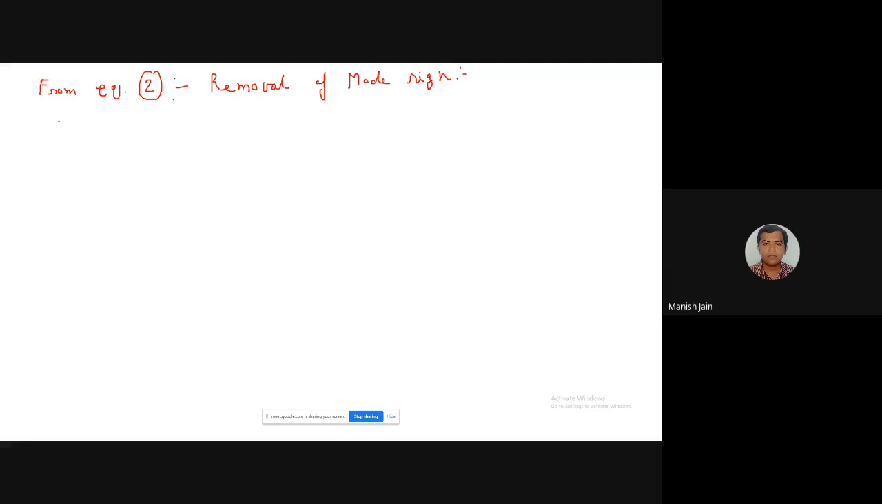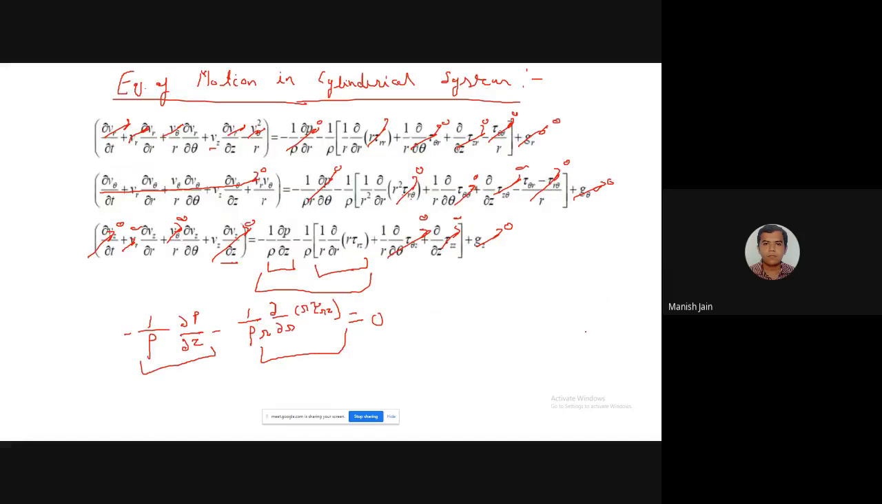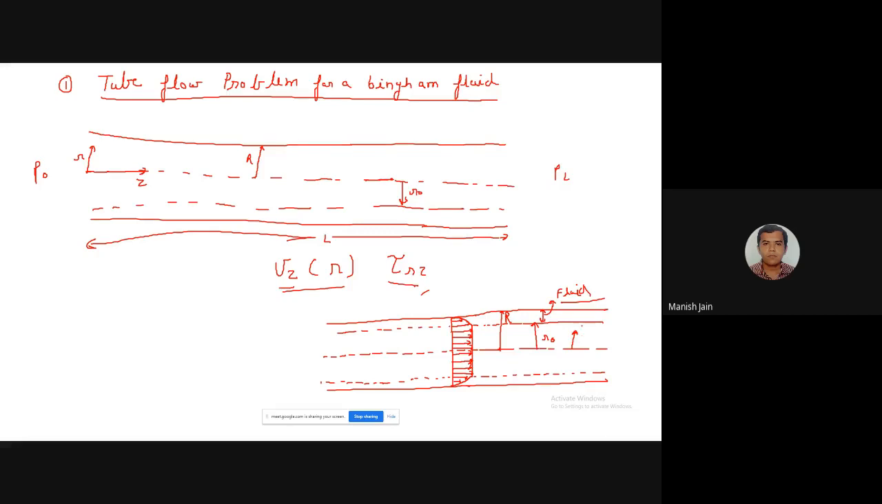What I have told you is that if the shear rate is positive, then after removal you have the positive sign. If the shear rate is negative, then after removal you have the negative sign. In this case, when you move in the positive direction of r, from here to here, the value of the velocity is reducing. That's why dvz by dr is negative, because when r increases, vz is reducing. So this quantity should be negative.